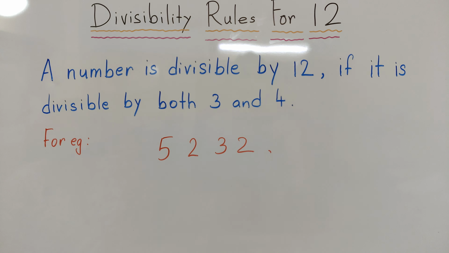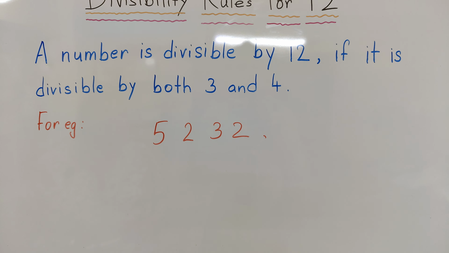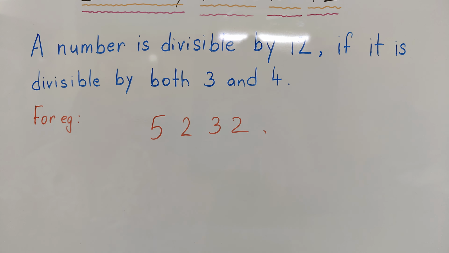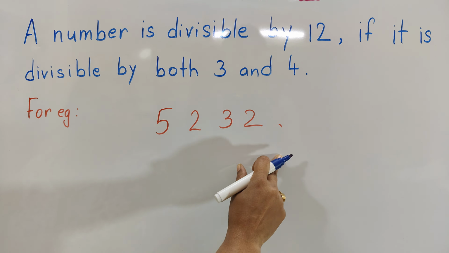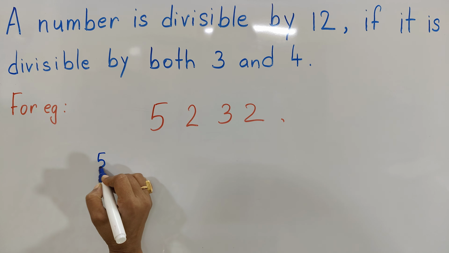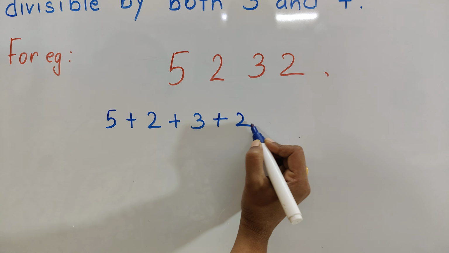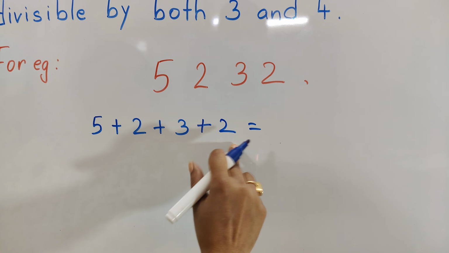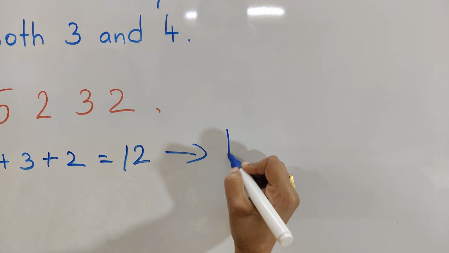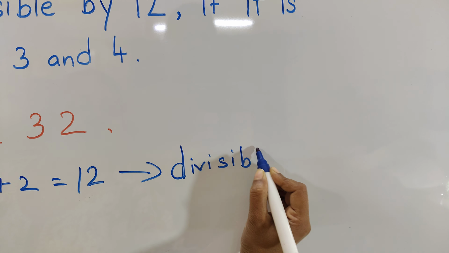So let's recall the divisibility rules for 3. We know if the sum of the digits is divisible by 3, then the given number is also divisible by 3. So let's find the sum of the digits. 5 plus 2 plus 3 plus 2. 5 plus 2, 7. 7 plus 3, 10. 10 plus 2, 12. 12 is divisible by 3.